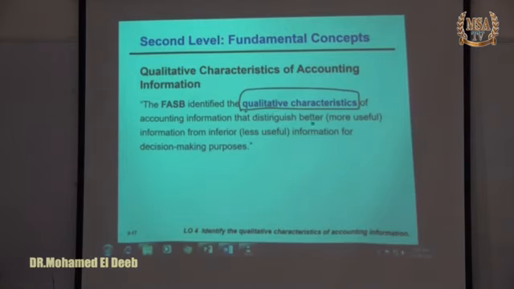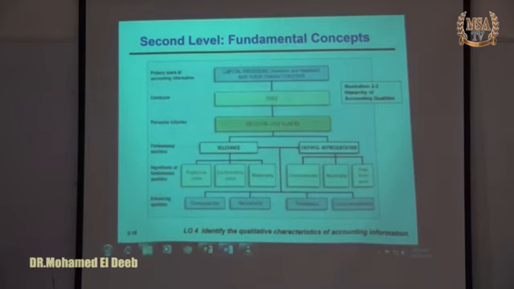As we identify the qualitative characteristics of accounting, that distinguishes better, more useful information from inferior information. So it's going to give us some qualitative characteristics, not specific answers. What are the two fundamental qualities for the information? The information has to be relevant, and the information has to be faithfully representing what's happening. So the fundamental qualities are relevance and faithful representation.